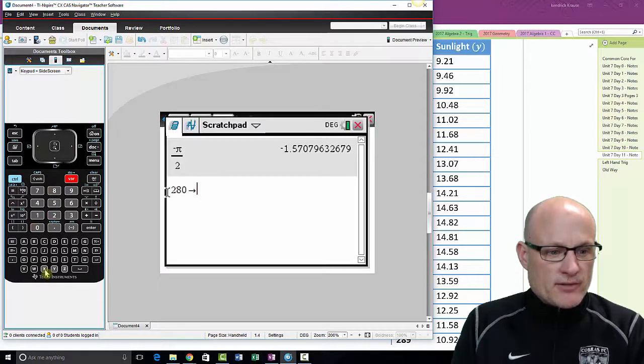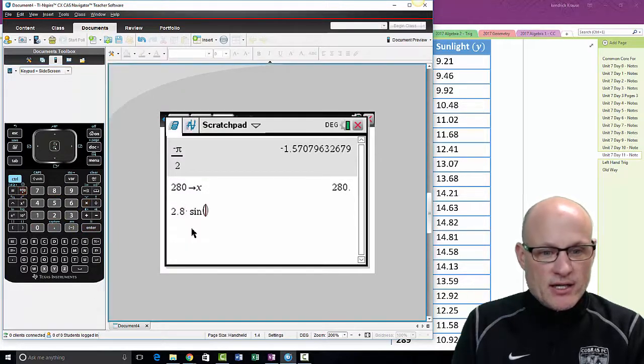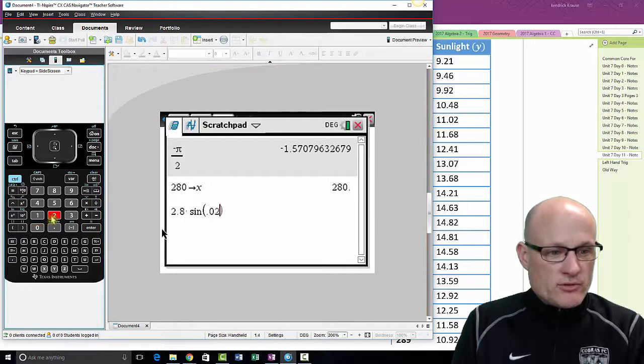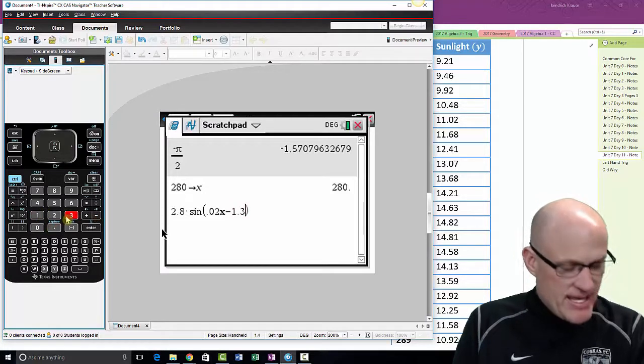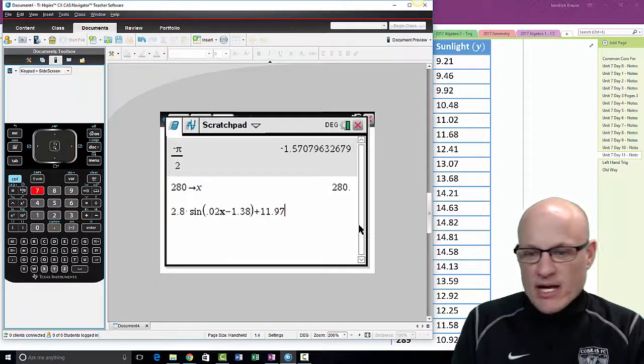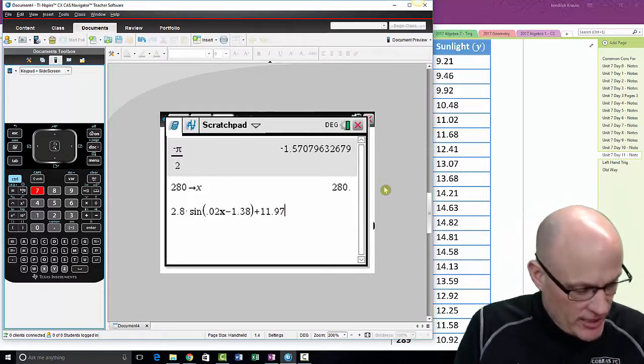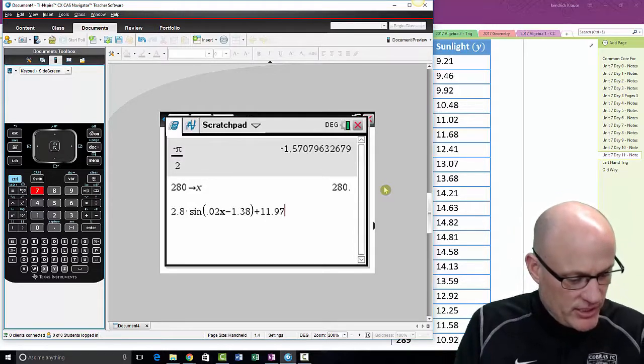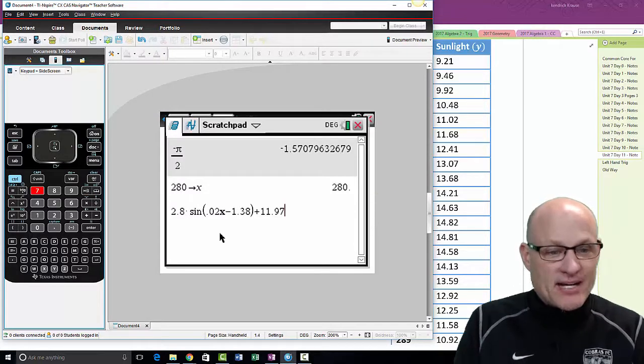control var x, hit enter, and then just type that in. 2.8 times the sine of 0.02x minus 1.38 plus 11.97. Now, what I should end up with at 280 is something between 11.6 and 10.9, approximately.